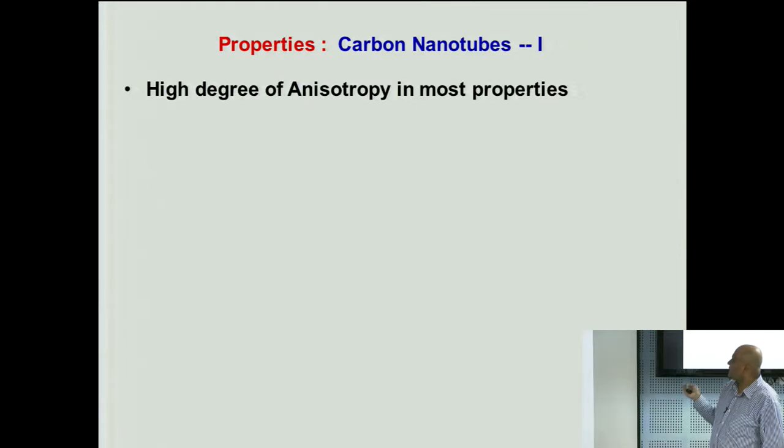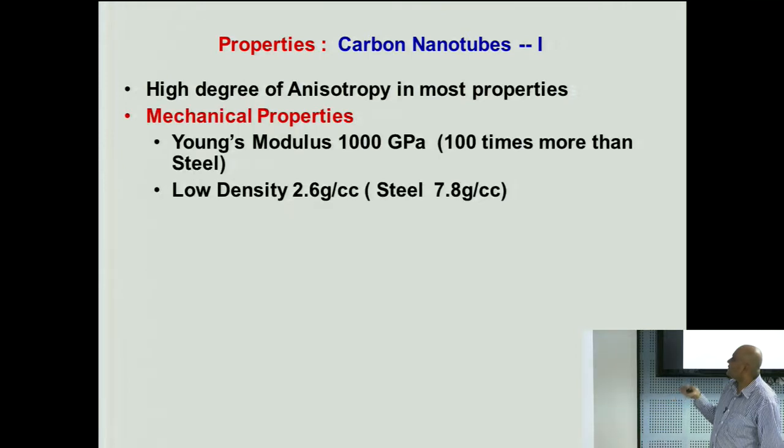So, properties of carbon nanotube: it has a high degree of anisotropy in most properties. What does it mean? It means along certain directions carbon nanotubes have certain properties, and the same cannot be said for other directions. Most of the properties of carbon nanotubes are along the tube direction. So, the best properties are along this direction. What we said in the last class, it has a Young's modulus which is 100 times more than steel, and it has a low density. So, as we said, carbon nanotubes are the strongest but lightest material.